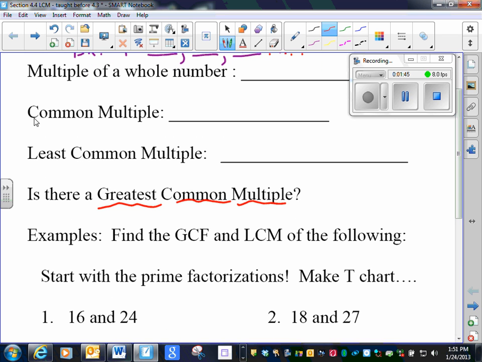Okay, so common multiples: in order to have something in common, you have to have two or more. Like if you have something in common with somebody, you have to have two or more people. It's the same way with monomials. To have common multiples, you have to have two or more monomials. So we are going to do some examples of least common multiples.